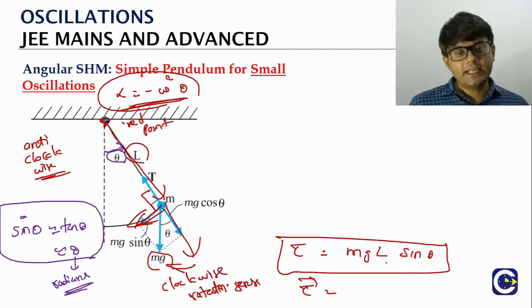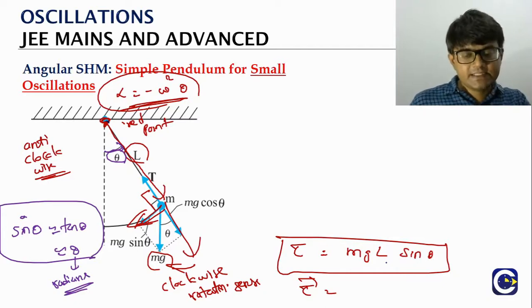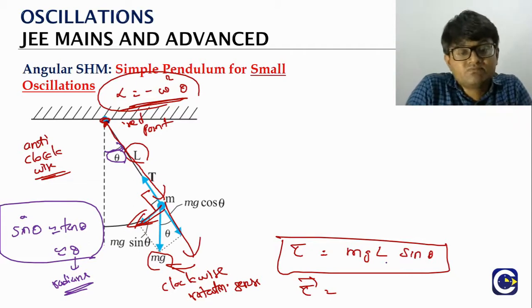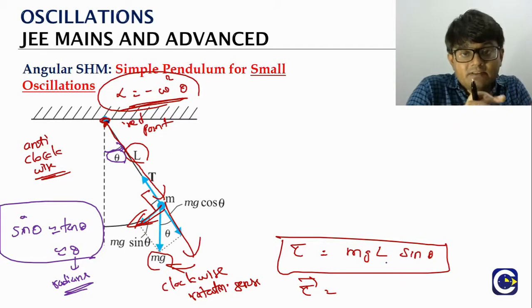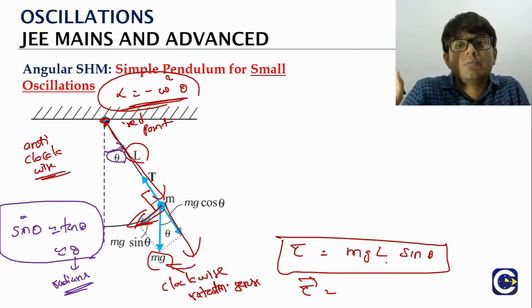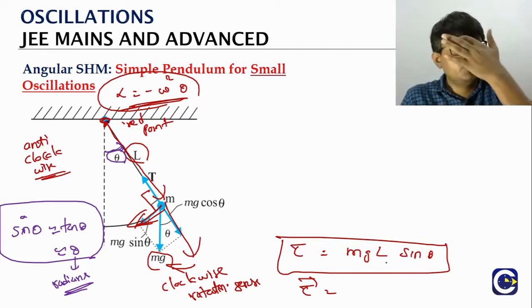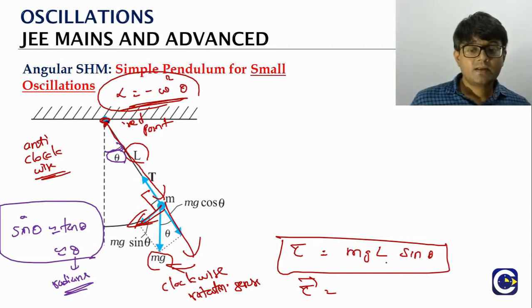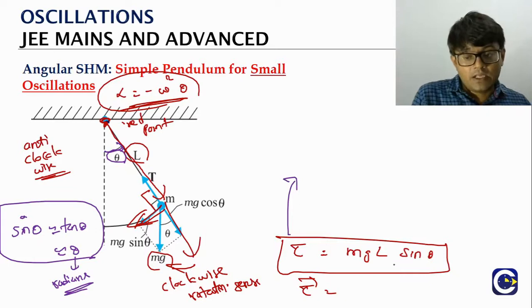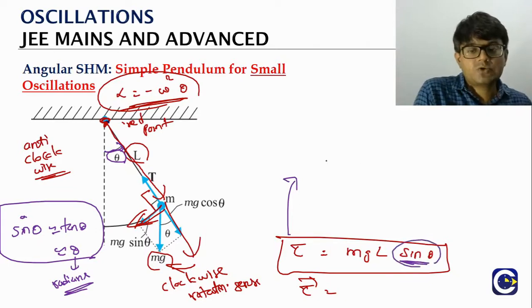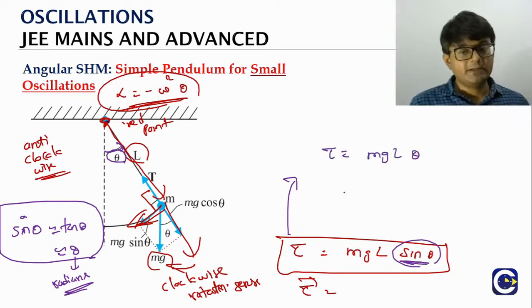For small angles in radians, you can check this on a scientific calculator. Put theta equal to 0.0018 and type sine. You will get almost 0.0018. So for small angular oscillations, sine theta can be approximated to theta. So what is the modified form? We have mgl into theta.